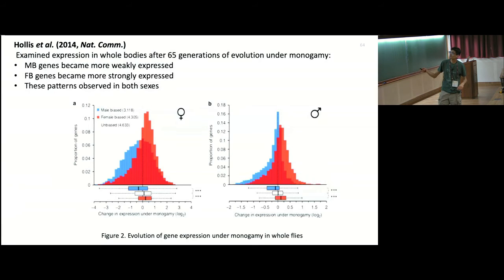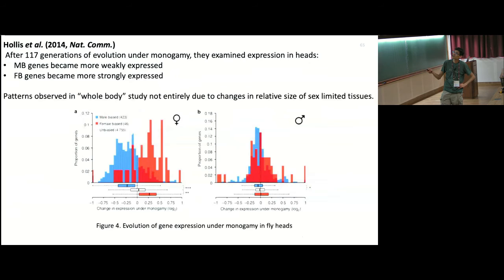And you get more or less that result regardless of whether you're measuring expression in females or in males. That was the data from whole bodies. They repeated it using expression from heads, because you can get these changes in expression because of changes in the relative size of organs, and so to try and reduce that problem, they looked in particular, people worry about the relative size of the gonads relative to the rest of the body.